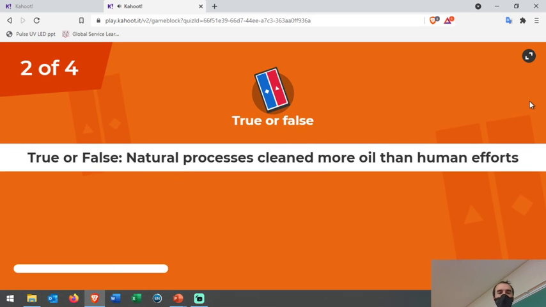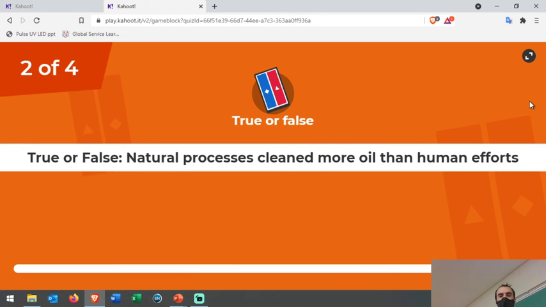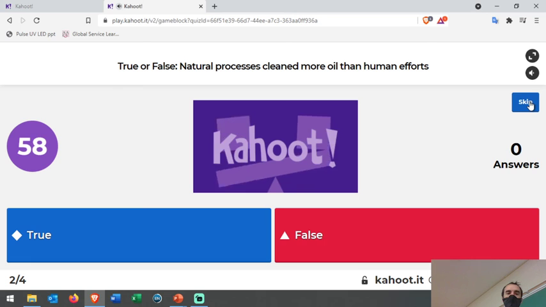Okay, true or false? Natural processes cleaned more oil than human efforts. We'll say in both cases, or in general in these.